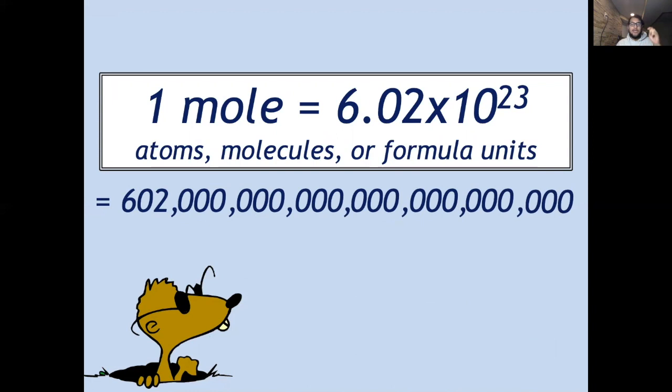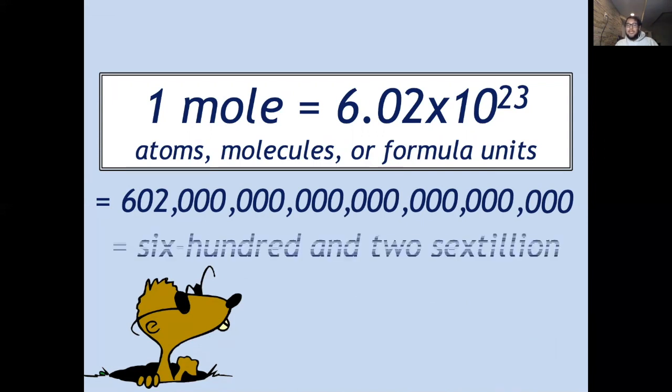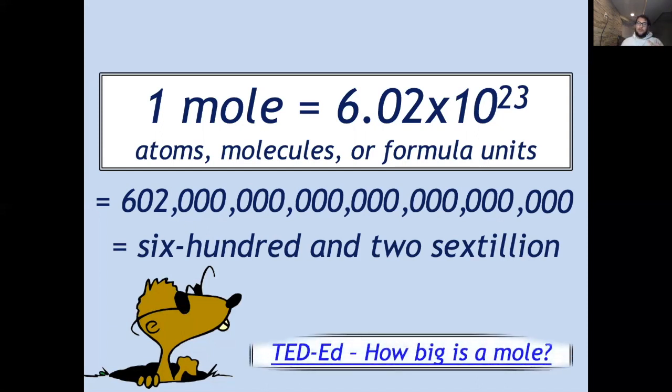We have to use giant numbers when we talk about things that are so tiny that we couldn't possibly see them. So we're talking about 602 septillion when we talk about atoms or molecules. Okay, and there's a great video that I'm actually going to watch with you here. I want to make sure that everyone sees this video because it does a really nice job of painting a picture of how big a mole is.